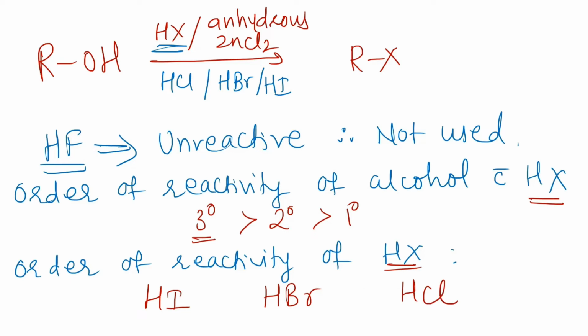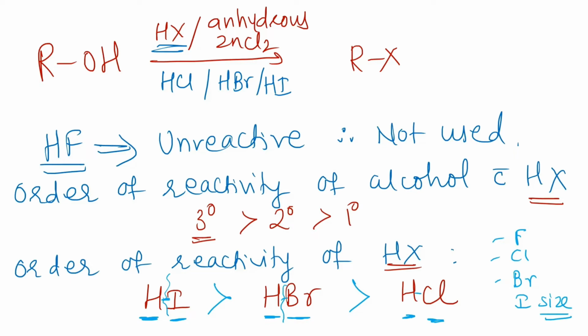So among these three, which is more reactive? Of course, we know that HI is more reactive than HBr and HBr is more reactive than HCl. This is because of the size difference. See here, fluorine, chlorine, bromine, iodine. Iodine's size is much more as compared to these. The more the size difference, the more easily the bond will be dissociated. That means less bond dissociation energy, and therefore breaking of this bond is easier, and this is most difficult among these three.